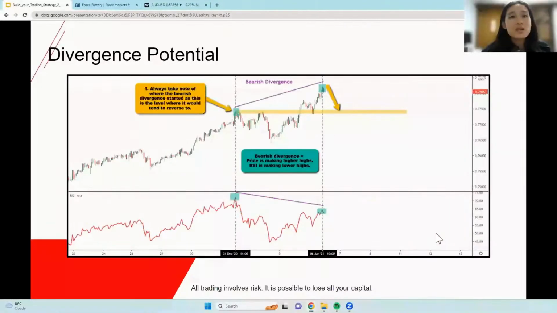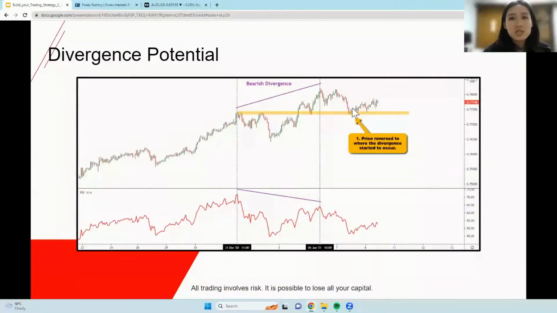So, divergence potential. Over here, we see price making a higher high, and on our RSI, it's making a lower high. Same thing, this is another example of a bearish divergence. First point, we always want to take note of where the bearish divergence started, as this is the level where price would tend to reverse to. Bearish divergence means price is making higher highs, RSI is making lower highs. So we can expect price to drop down here.